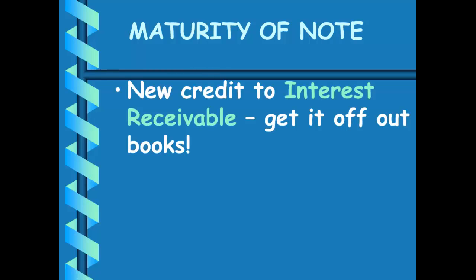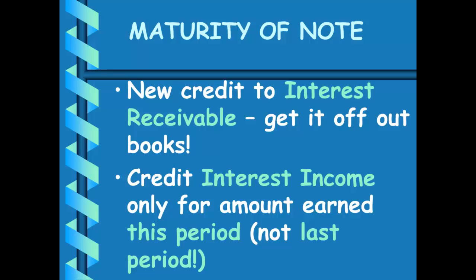When the note matures, we're still going to debit cash for the maturity value, or accounts receivable if I don't get paid. I'm still going to credit notes receivable. I have a new credit now, though, to interest receivable. I'm going to have to get that asset off my books for whatever amount I recorded in the adjusting entry. My credit to interest income is only going to be for how much interest I earned this year. It will not include anything that I earned last year.